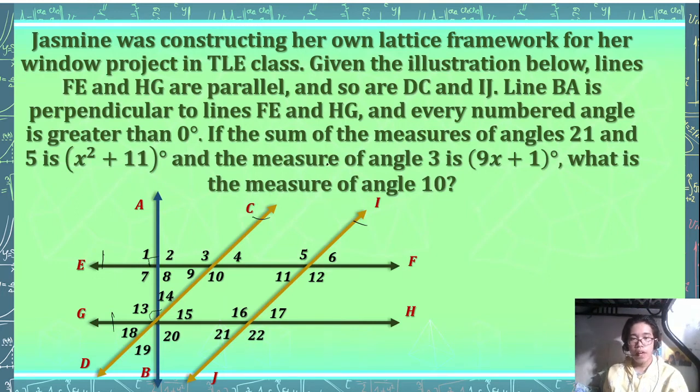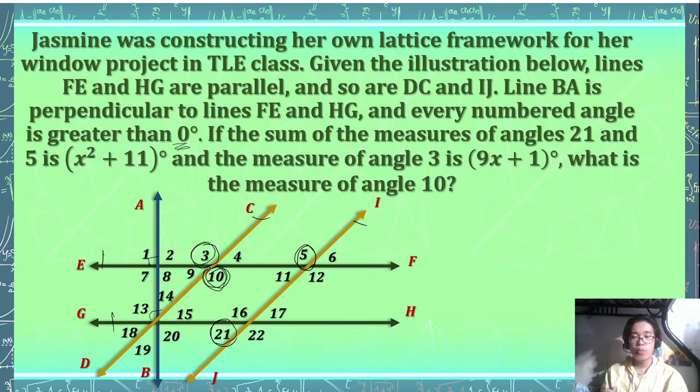Every numbered angle is greater than 0 degrees. If the sum of the measures of angles 21 and 5, so these are the two angles they're pertaining to, this is angle 21 and this is angle 5, is equal to x squared plus 11 degrees, and the measurement of angle 3 here is 9x plus 1, what is the measurement of angle 10?